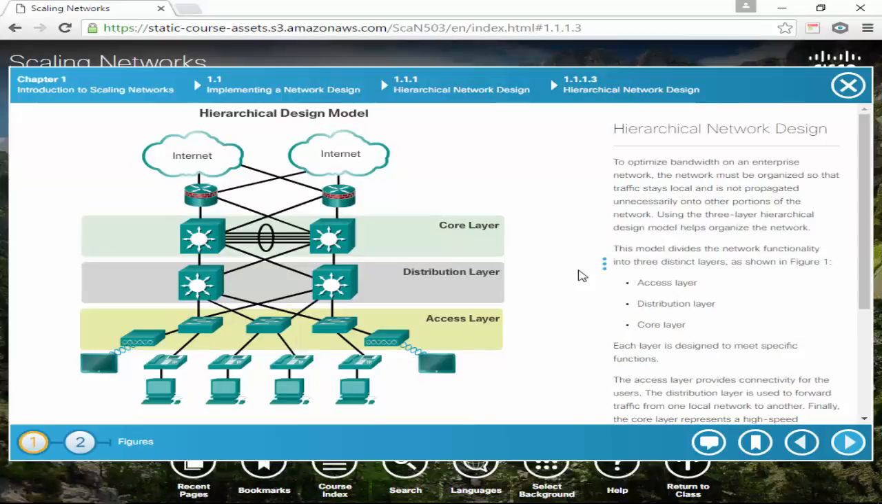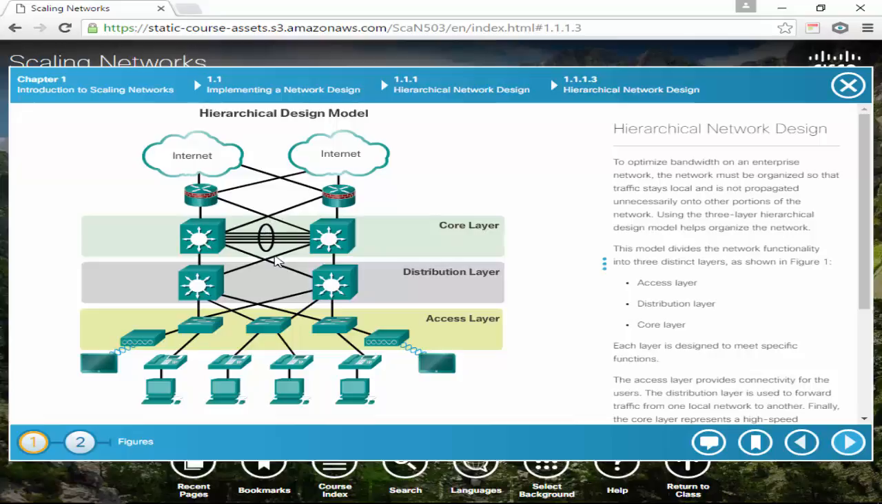Here is our base design. We have our 3 layers, the core first. The core is pure and simple: its role is just high-speed switching. This connection right here is usually 10 gig, if not 40 gig.